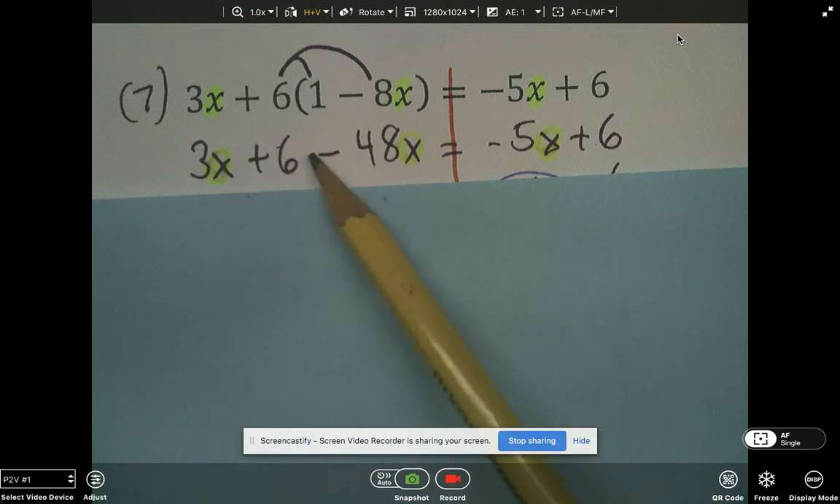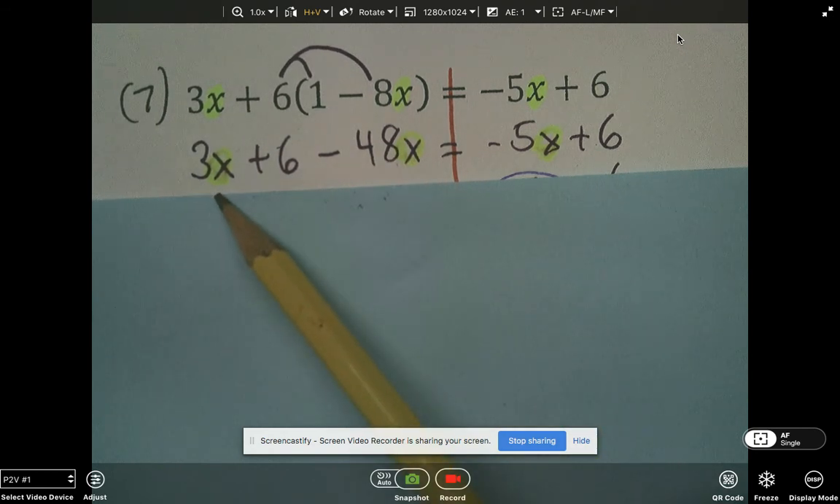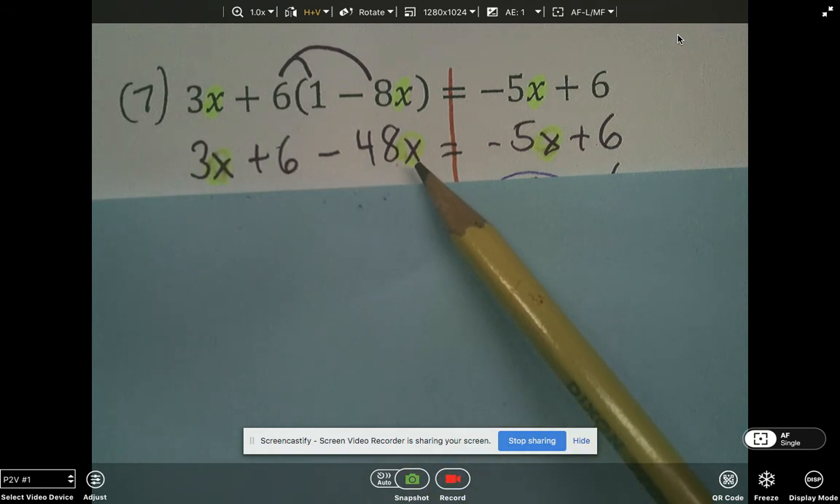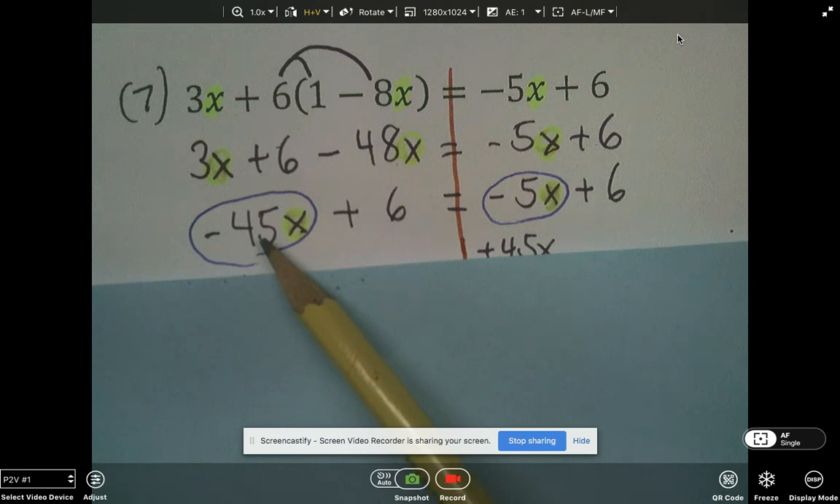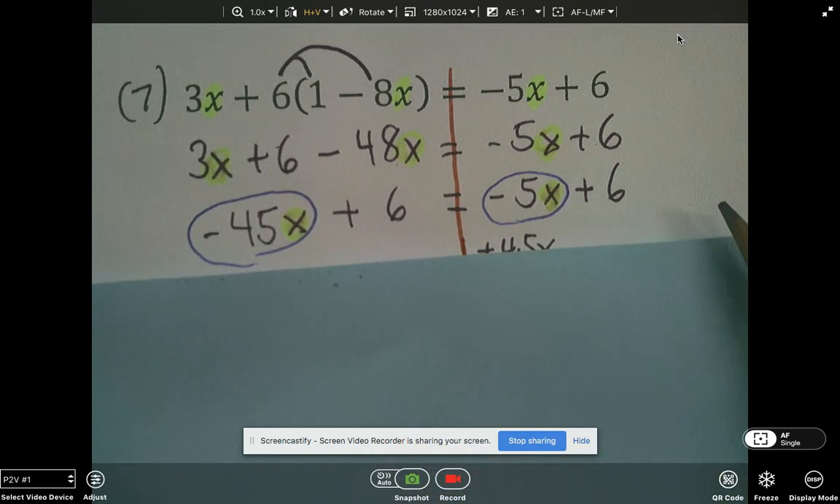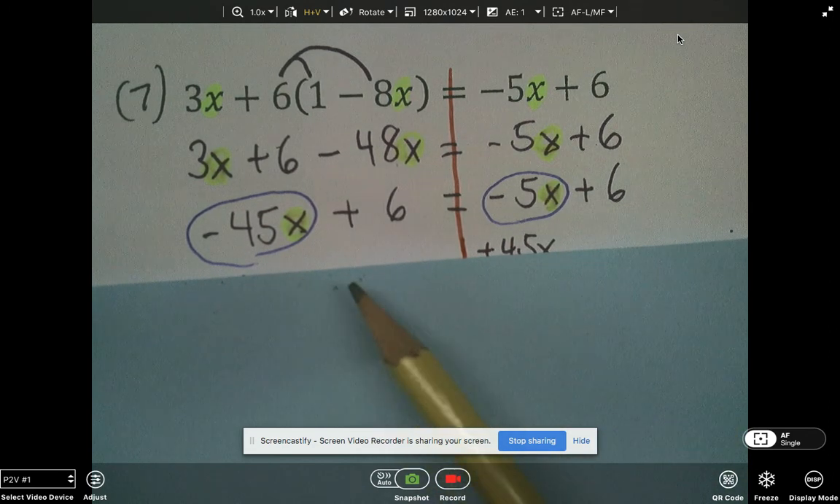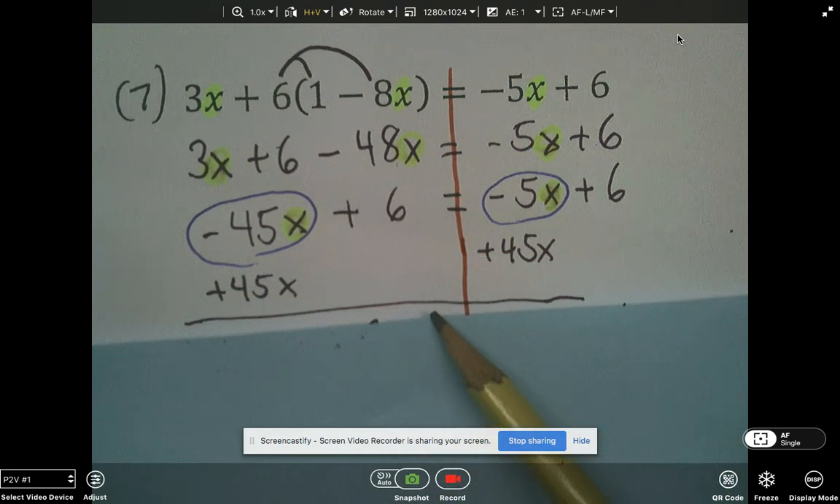All right, so who wants to distribute on the left side here, the 6 minus 48x, sorry. So on this side, we got some combining of like terms. What did you combine? Negative 48x and 3x. And what did that combine to be? Negative 45x plus 6, and then over here. Which term is smaller? Negative 45 is smaller, so I added 45x to both sides. What am I left with?